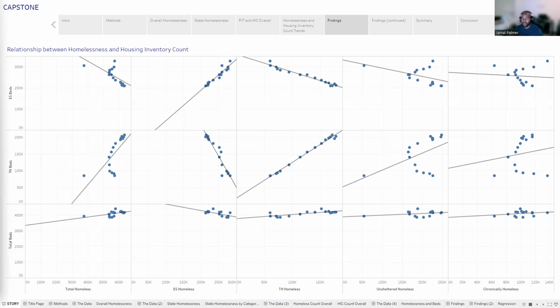Now, the concern with this graph is that not all categories of homelessness have the same influence. For example, the chronic and unsheltered homeless populations don't have as strong of an influence on getting beds when it comes to either emergency shelter or transitional housing beds. But this is very important because the unsheltered and the chronic homeless often have the greatest needs and require more support.